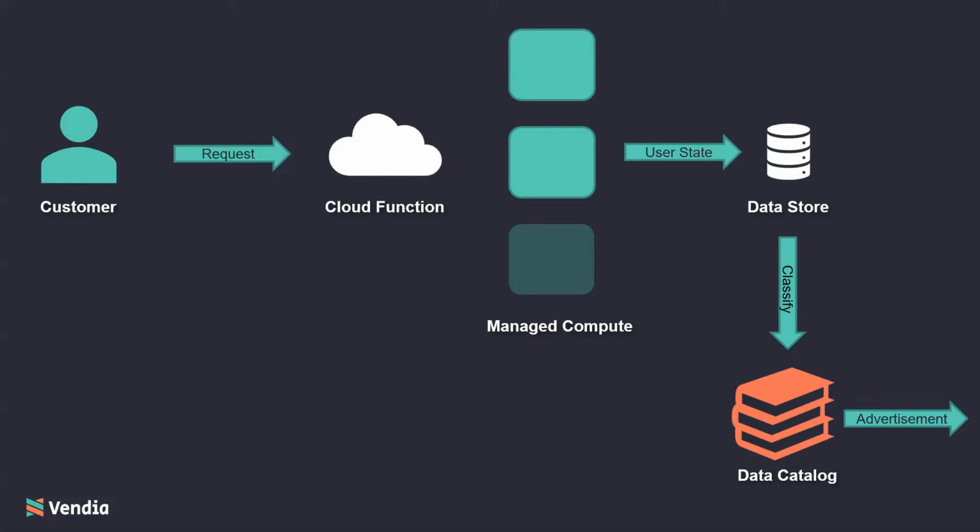If we look at this from the left to the right on screen, a customer is simply making a request to a cloud function. A cloud service provider is picking up that request and managing some compute behind the request to fulfill it. And then as a result of that request being fulfilled, some user state is being persisted to a data store, let's say a database.